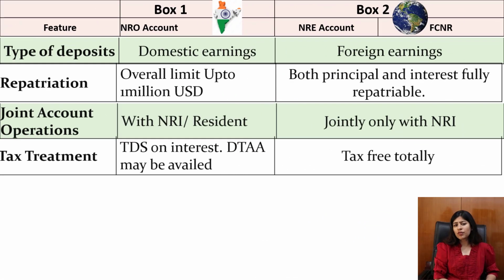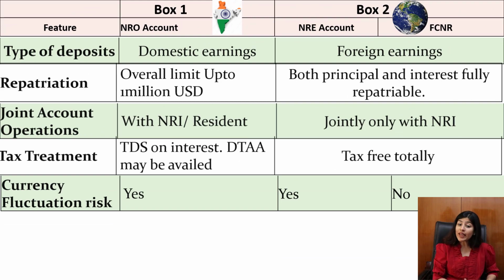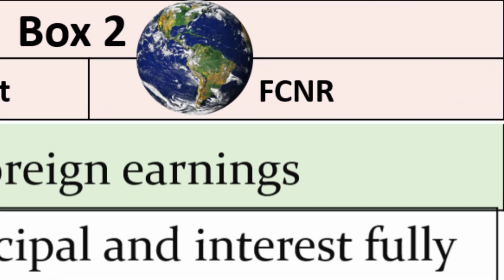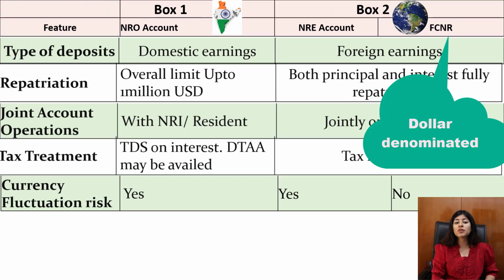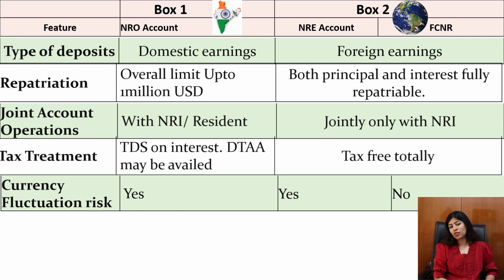One last concern of NRIs may be exchange rate fluctuation risk. Well, only FCNR saves you from this risk because this account is denominated in dollars, and that is why it has emerged as a very attractive deposit avenue since interest rates abroad are generally lower. The NRO and NRE accounts are rupee denominated and they expose you to the risk.